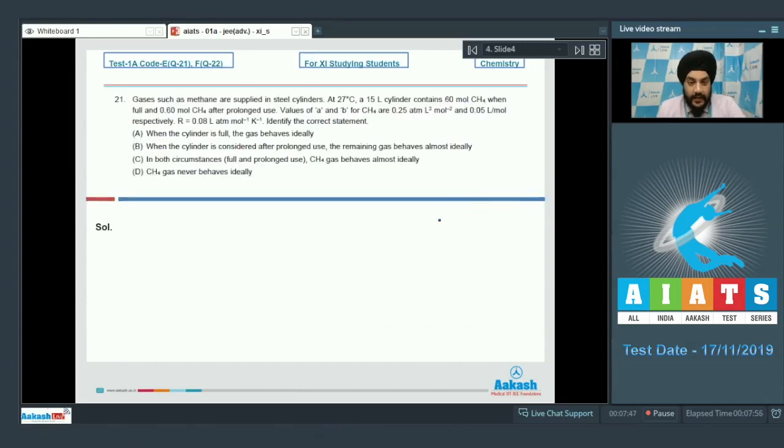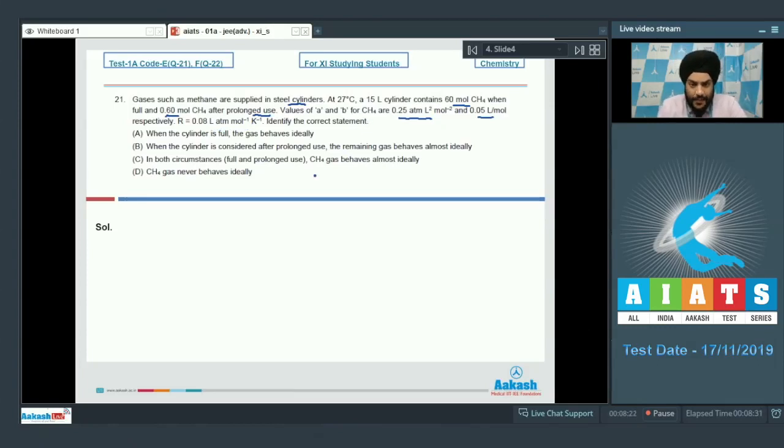Question number 21. Gases such as methane are supplied in steel cylinders. It is given to us that at 27 degrees centigrade, a 15-liter cylinder contains 60 mole of methane when full and 0.6 mole of methane after prolonged use. The values of A and B for methane are 0.25 atmosphere liter square per mole square and 0.05 liter per mole respectively. The value of R is to be used as 0.08 atmosphere liter per mole Kelvin, and we have to identify the correct statement.